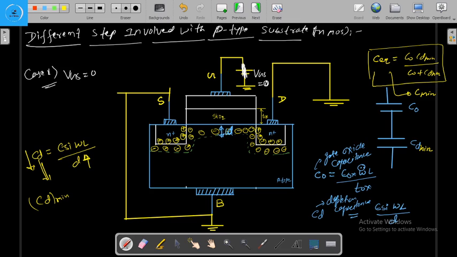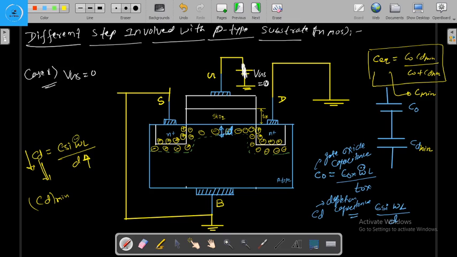And we can also say that the gate oxide capacitance is always available. The gate oxide capacitance C O will be equal to epsilon Ox into W into L divided by T OX, and this T OX is the thickness of the SiO2. This W is nothing but the width of the channel, right?